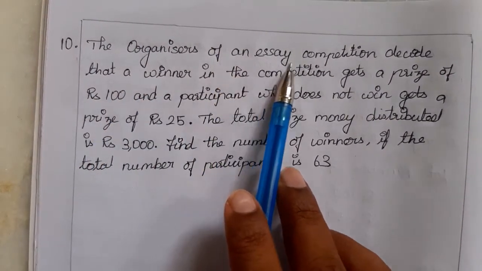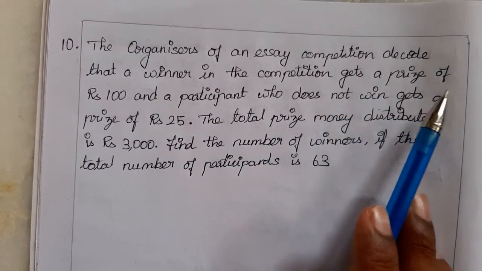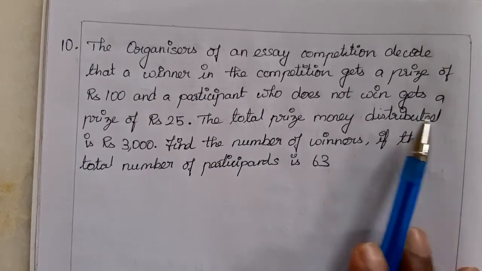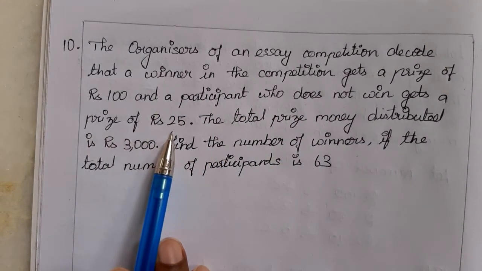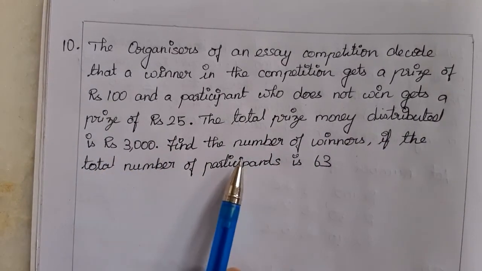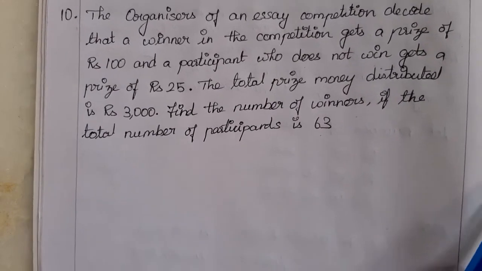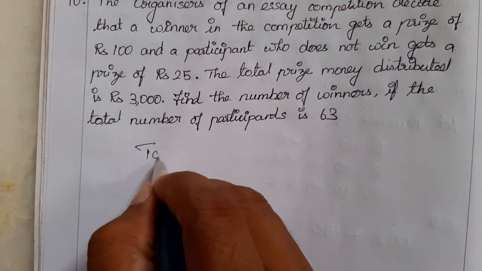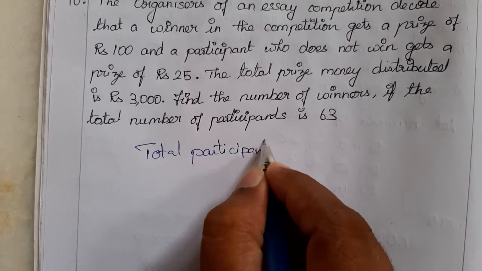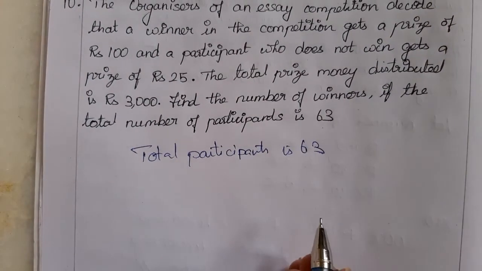The organizer of an essay competition decides that a winner in the competition gets a prize of rupees 100 and a participant who does not win gets a prize of rupees 25. Total prize money distributed is rupees 3000. Find the number of winners if the total number of participants is 62. So it is given total participants is 62. So let me consider the winners as x.